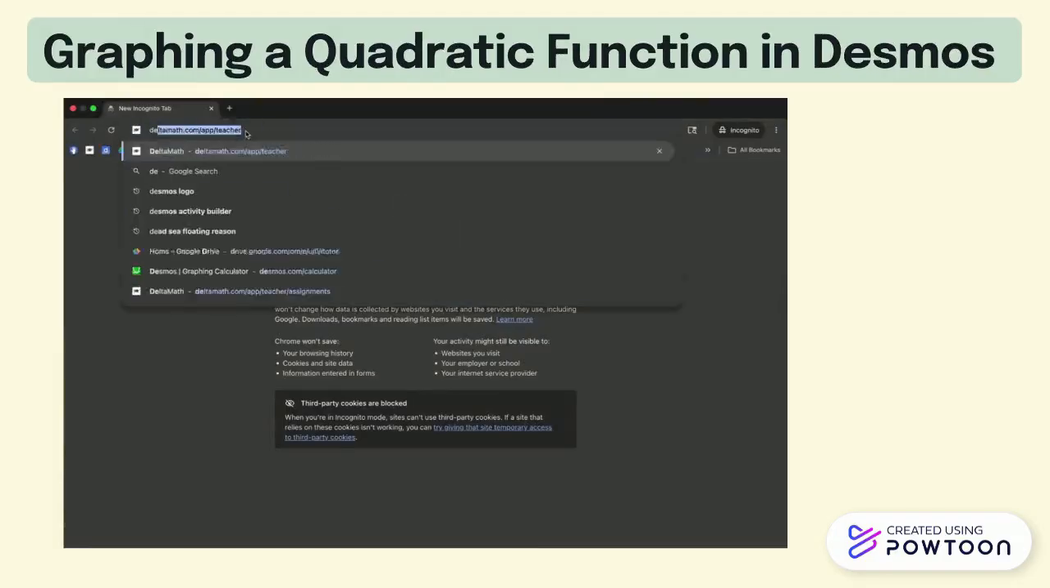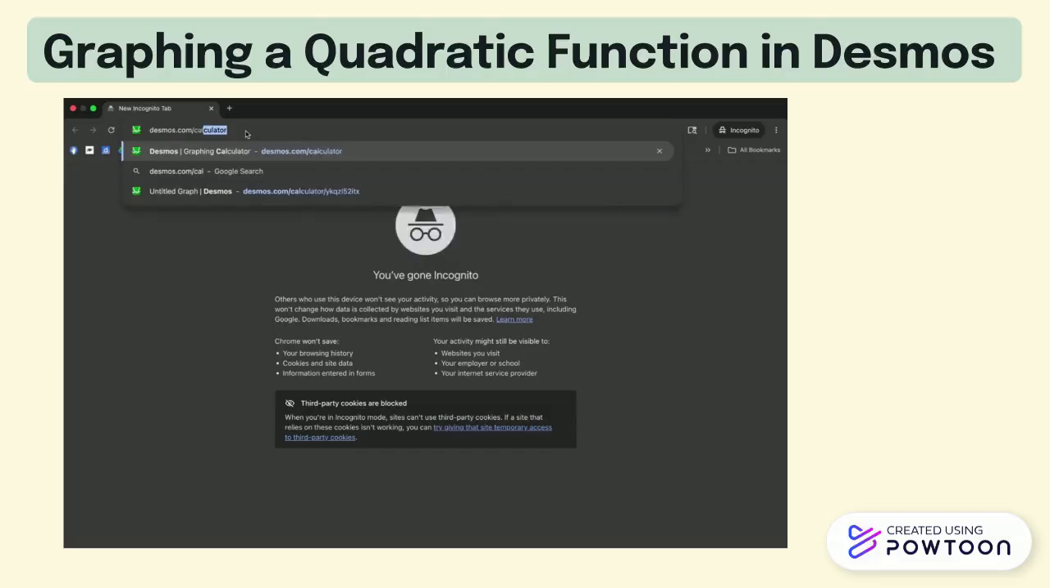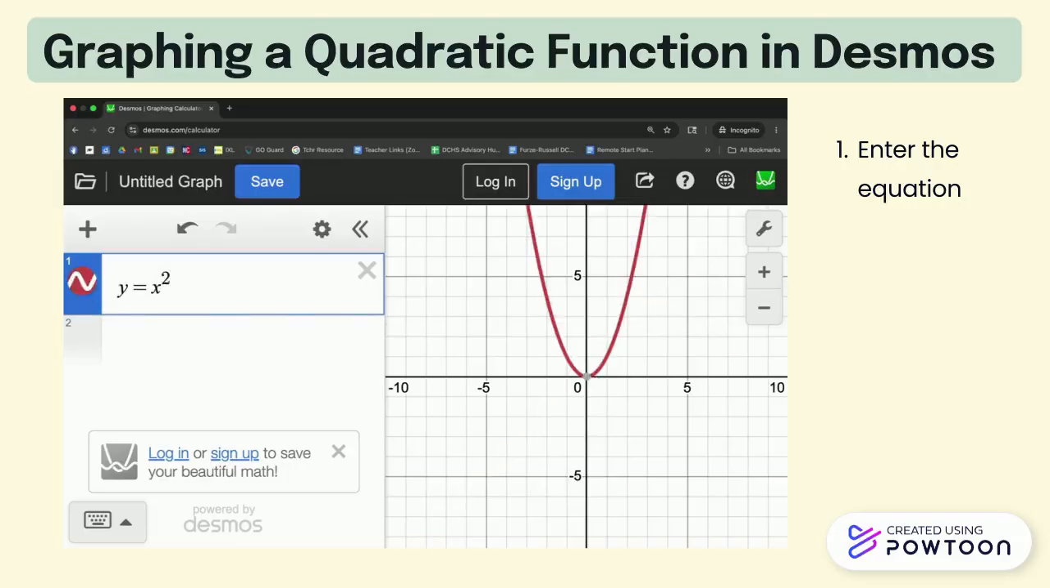To graph your quadratic function in Desmos, you need to go to desmos.com/calculator. In the expression bar, type in the quadratic function. In our case, the quadratic function is y equals x squared minus 4x plus 3.